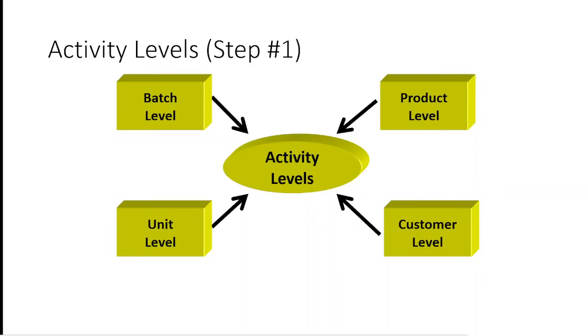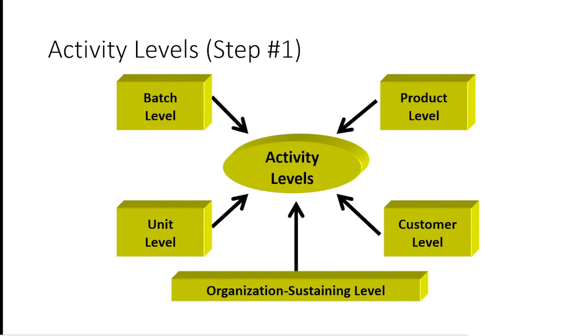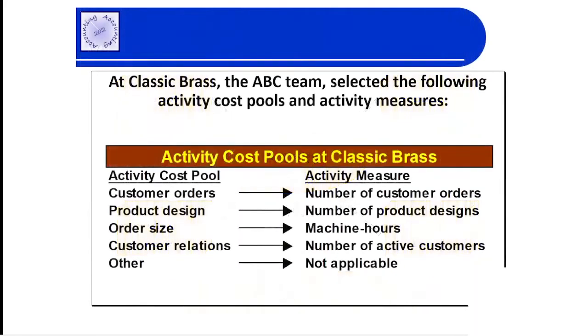So it can be the batch of the products, it can be individual products, it can be the customer level for each individual customer, or it can be the overall company basis. And then organization sustaining level. So that's the final level of the activity. So we have to define these activities based on all the five levels.